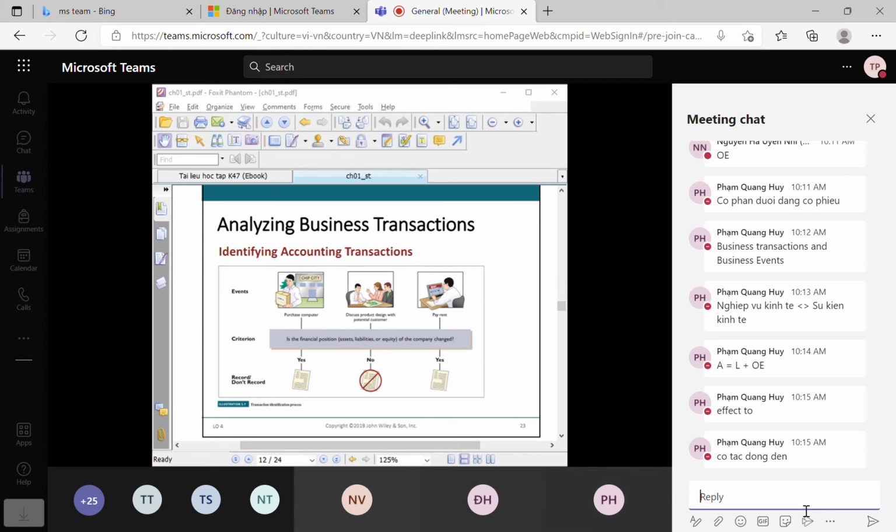Now, students at home, this is very, very important. The first chapter is very important for testing. Again, if something happens and it affects one or two or three components in the equation, they call it a transaction. If it has no effect, no impact, they call it an event. You can see the example.